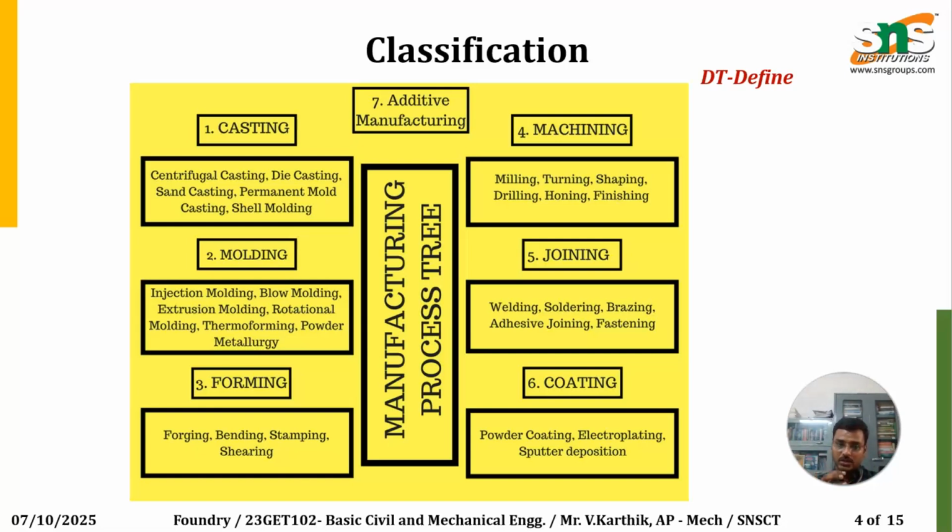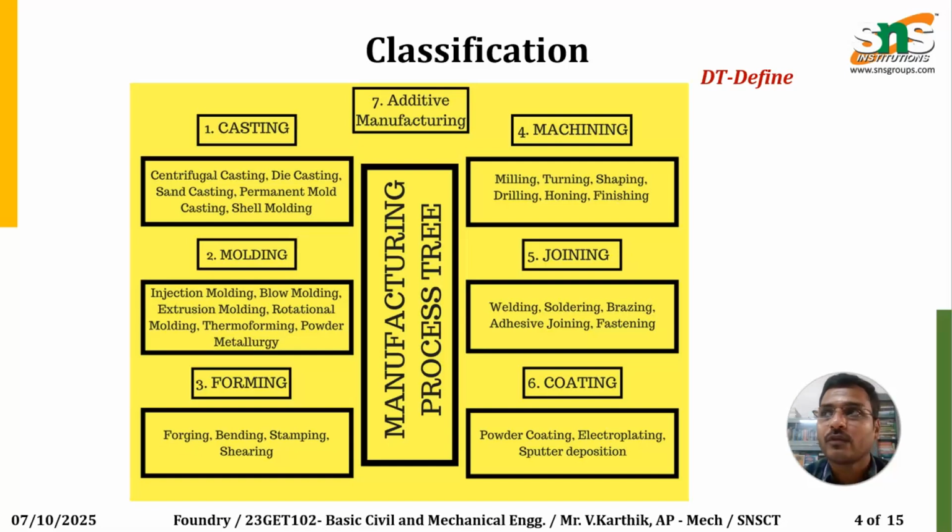These are some of the processing types of forming. And then machining, we know that in mechanical manufacturing we have many machining operations like milling, turning, shaping, drilling, honing, and finishing. Joining of material is nothing but we have welding operations. We have seen in the last class the joining of two materials, soldering, brazing, and then adhesive joining, fastening. Coating: powder coating is also one of the coating operations, and electroplating and sputtering operations.